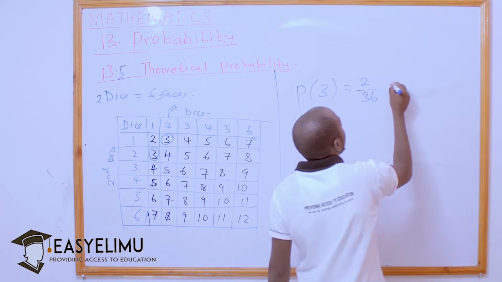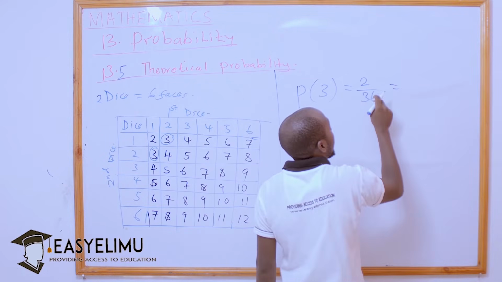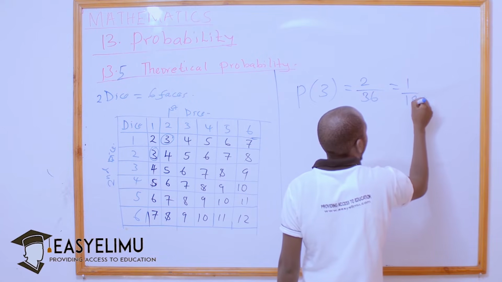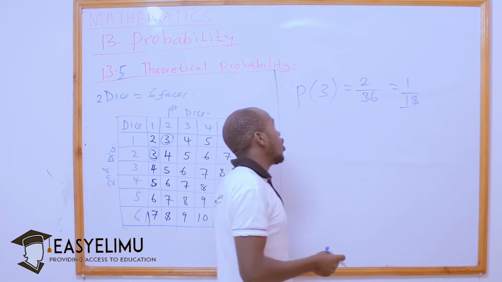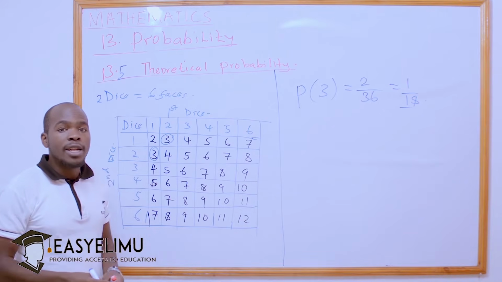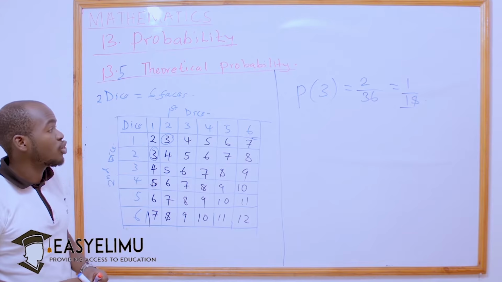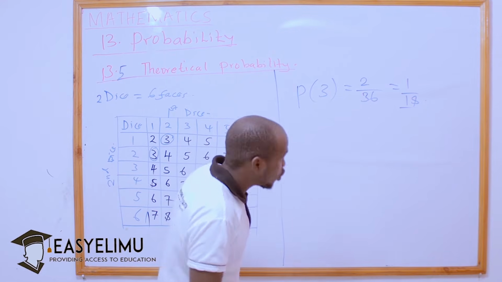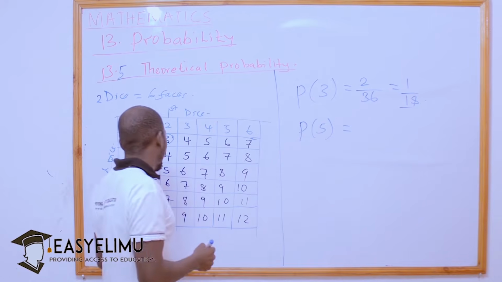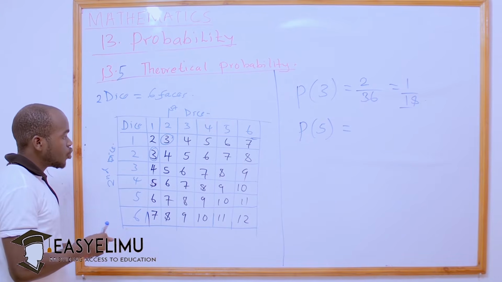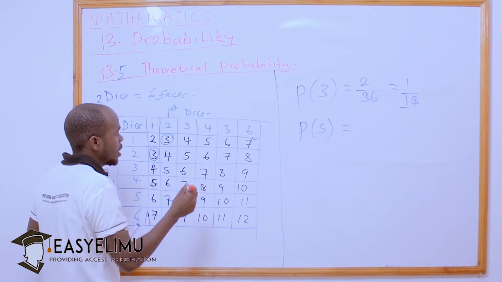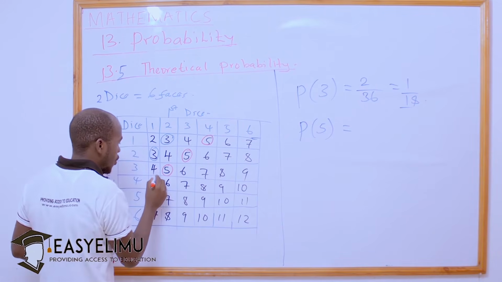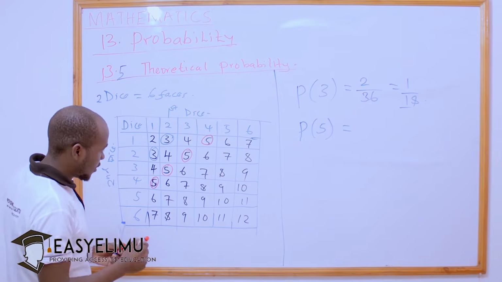So if you do that, you will now find out that this one is going to give you 1 over 18. So the probability of the sum of the faces showing 3 is 1 over 18. Let's see if the sum is showing 5. You will find that for 5, we are going to have, here is 1, 2, 3, 4. So there are only 4 as we can see.